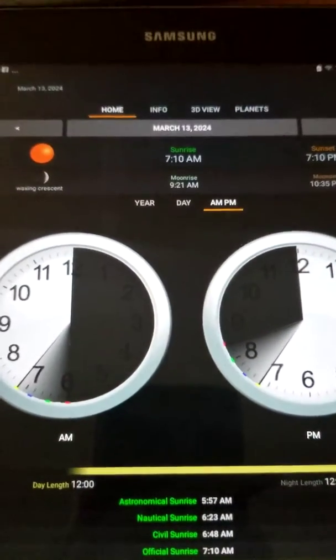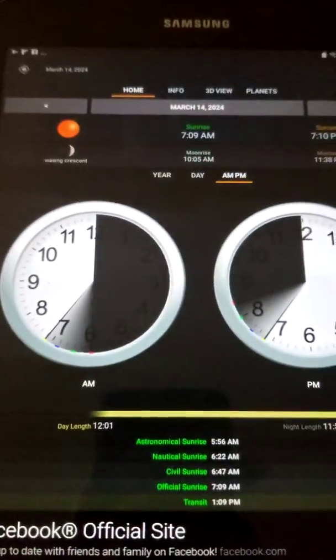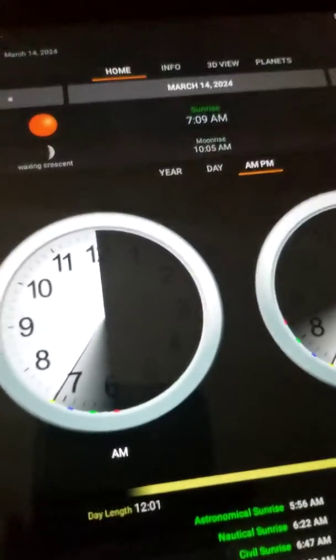Equal day, equal night. Let's see if it's a change. I want to make sure I'm off that EQUILUX. Yep. So then March 14th will be the first day of the week, the first day of autumn, and the first day of a new month.